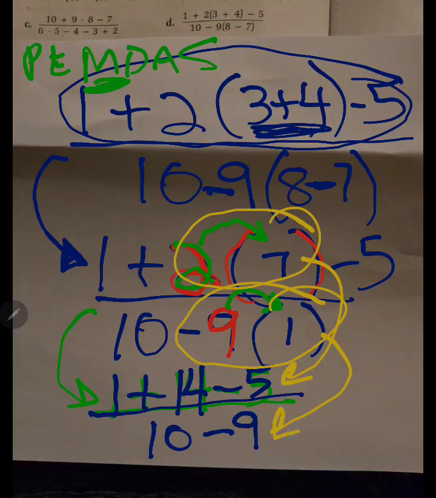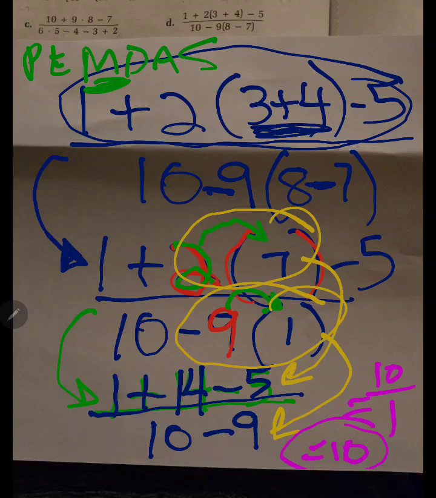And then we have to just do the simple math. So what's 1 plus 14 minus 5? Well, 1 plus 14 is 15, minus 5 is 10 on the top. And then what's 10 minus 9? Well, it's 1. What's 10 over 1? What's a line on a fraction mean? Divide. 10 divided by 1 is 10. And yes, we did all that to get 10.